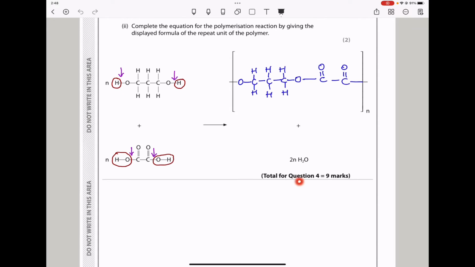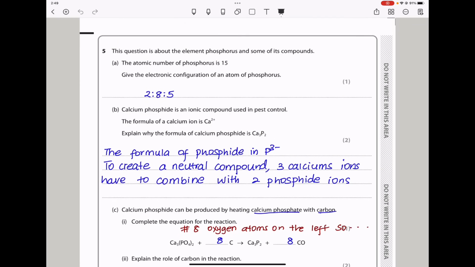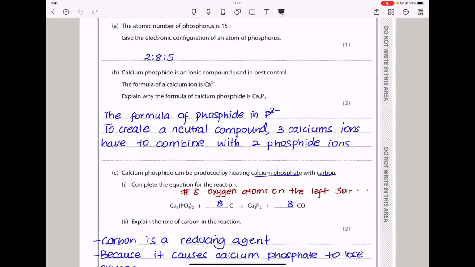So this brings us to the end of question 4. Let's continue to question 5. Question 5. This question is about the element phosphorus and some of its compounds. The atomic number of phosphorus is 15. Give the electronic configuration of an atom of phosphorus. If its atomic number is 15, then the electronic configuration is going to be 2, 8, 5, because these are 10 electrons plus 5, creating 15.